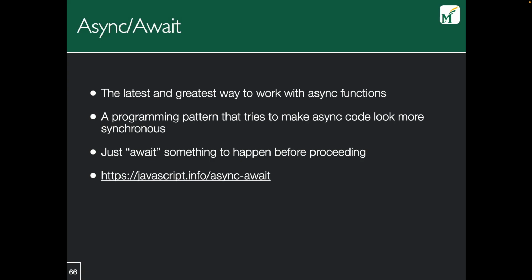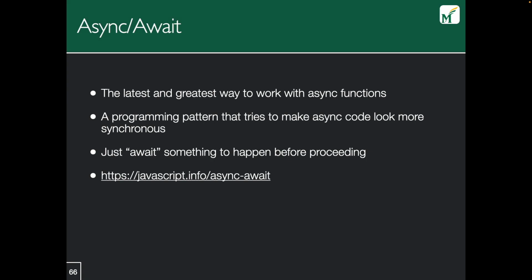So as people have begun to work more and more with asynchronous programming in JavaScript, the async and await keywords, or language features, have been introduced. This is basically the latest and greatest way to work with asynchronous functions in JavaScript. The high-level description is that it's a way to make your asynchronous code look more like synchronous code so that it's easier for you to reason about as a developer.